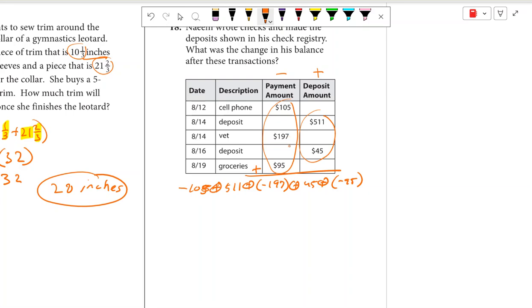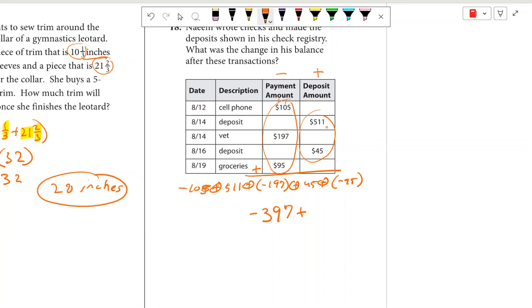So 5 and 7 is 12, plus the 5 is 17. So we'll put a 7 and carry the 1. 1 and 0 and 9 is 10, plus the 9 is 19. And we'll carry the 1, and that is going to be 397. That's negative, so we don't want to lose track of that.